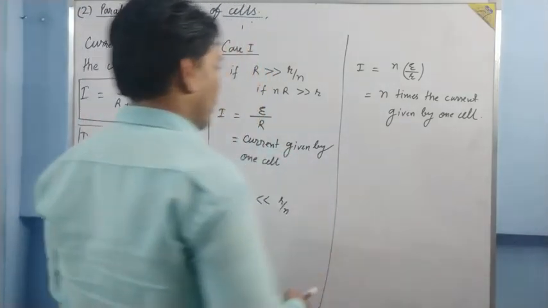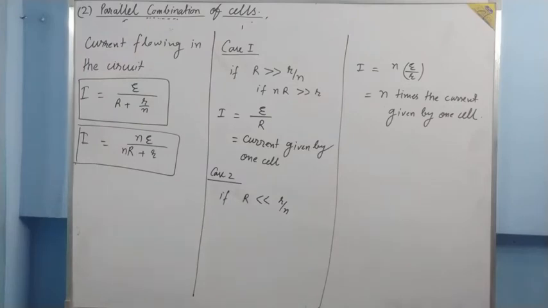Now, which case is preferable when you are supposed to connect the identical cells? So just see, in case 1, it is actually the current given by one cell only. But in case 2, it is n times the current given by one cell. So in case 2, we get maximum current, a larger value of current. So in this case, this parallel combination is preferable, means case 2, when the external resistance is very less.